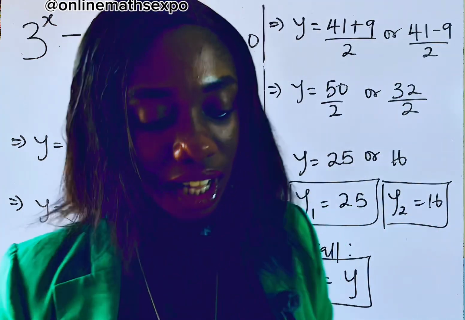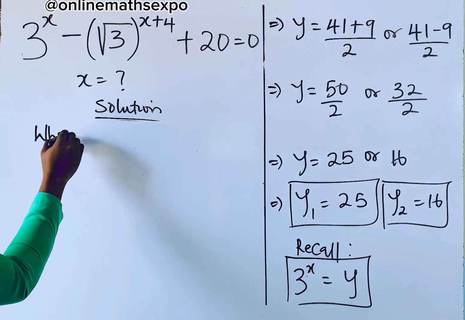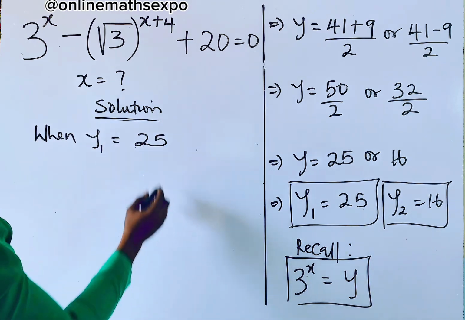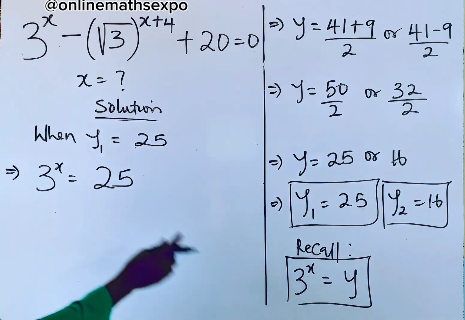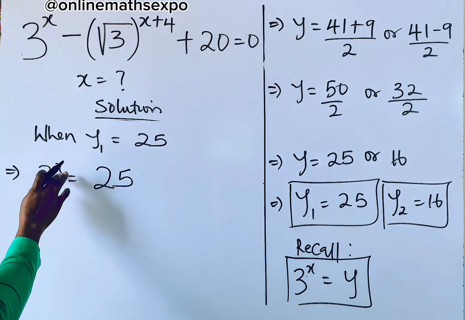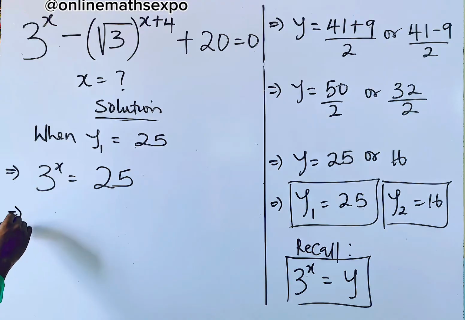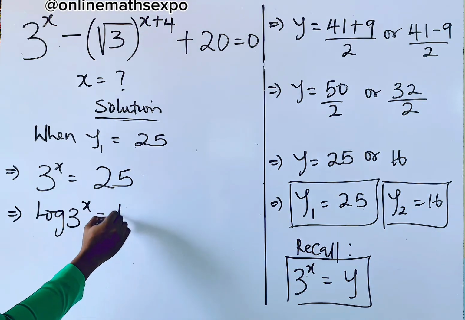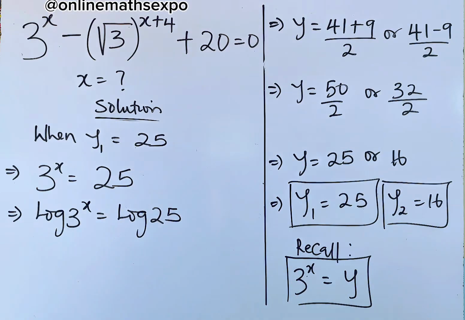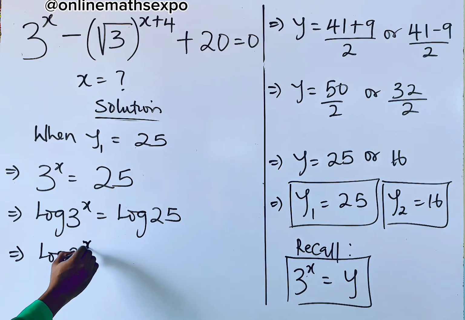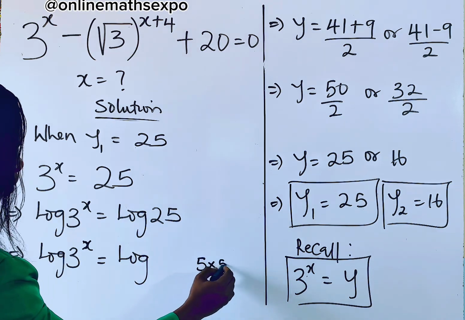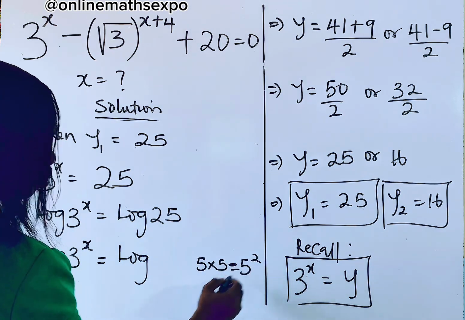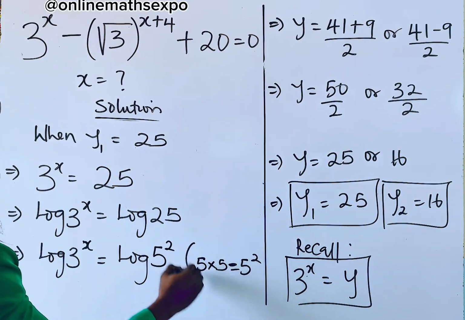When the first value of y is 25, we have 3 to the power of x is equal to 25, replacing y. At this point, to get your x, just take log of both sides. So we have log of 3 to the power of x is equal to log of 25. Now 25, as you know, is the same as 5 times 5, which is 5 to the power of 2. So this 25 can be written in this form.